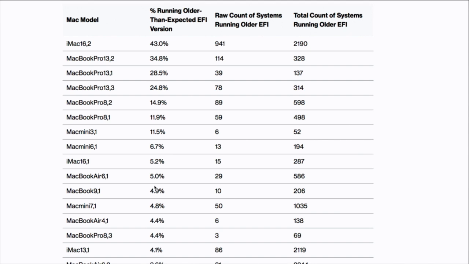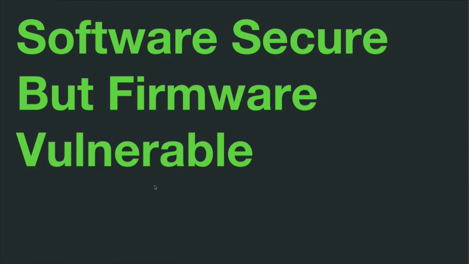This is a capture from our paper. It's all listed in there, so feel free to go check that out as well. But this lists by model number the most out-of-date systems. And if you look here, you can see that some of these are pretty new models, especially the MacBook Pro 13,2, which is the 2016 Touch Bar MacBook Pro, was particularly out of date for unknown reasons, really.